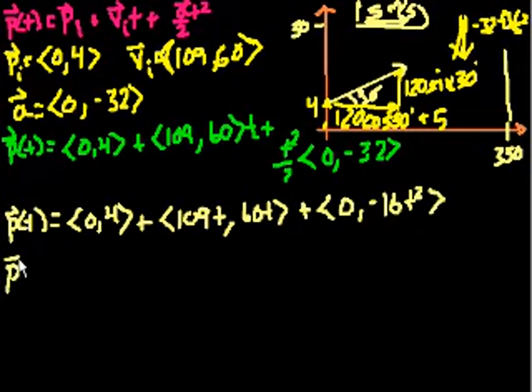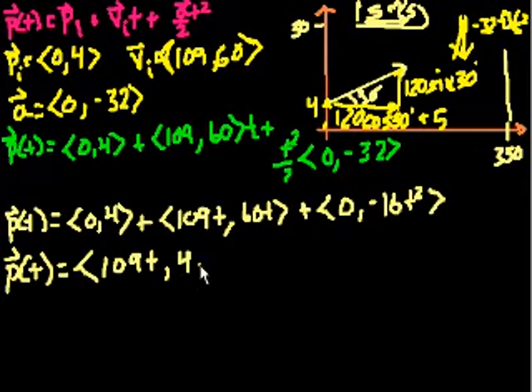So the position at any point t. Let's add all the x components of the vector. 0, 109t, 0. So we just get 109t. And then what's the y components? 4 plus 60t minus 16t squared. And there we go. We've defined the position vector as a function of any time.